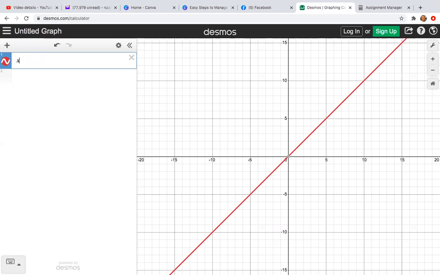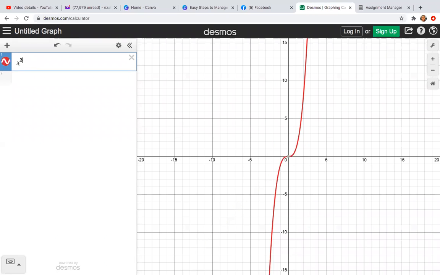X to the 3rd. Okay, guys, so look at that. X to the 3rd, what do you notice about the graph? One end of the graph is going up towards positive infinity. The other end is going towards negative infinity. When you're looking at odd degree functions, you have to consider slope. Positive slope rises to the right. Similarly here, you have a 3rd degree function, and it's going to rise to the right.